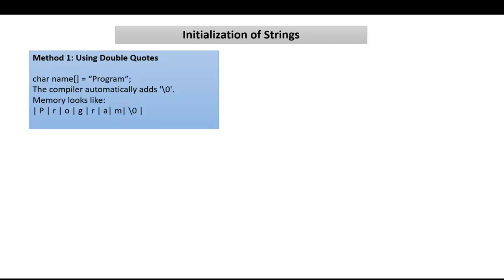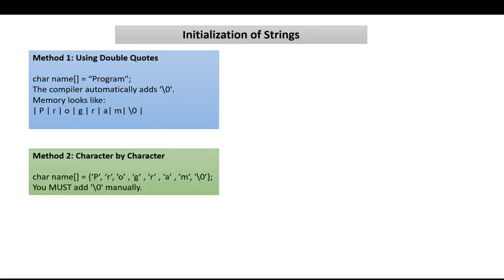Right, moving on to the initialization of strings. There are 3 methods to initialize strings. Method 1 is using double quotes, which we have already seen. The compiler automatically adds a null character. How should the memory look like? Look, program followed by the null character.